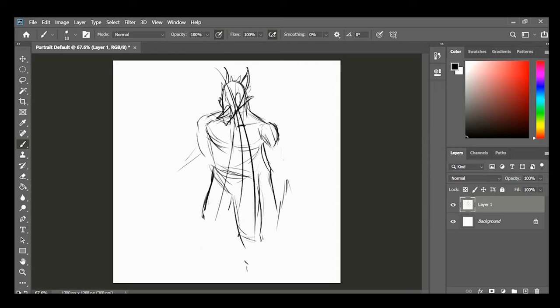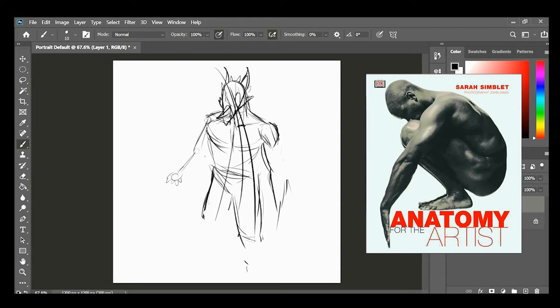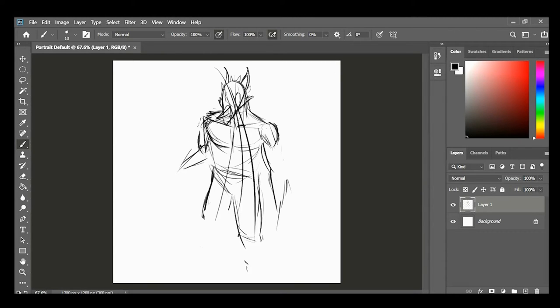By the way, if you ever have the chance to read the book Anatomy for the Artist, I believe it's by Discovery Book, it is so good. It is basically a figure drawing Bible. I highly recommend it. I had it open the entire time I was drawing because I wasn't sure where exactly.